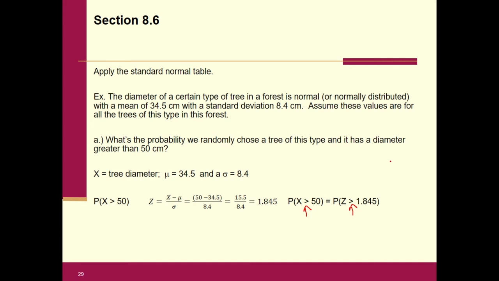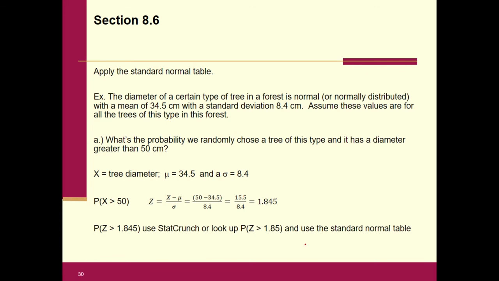And I would say go ahead and use a standard normal table and round to two decimal places properly. So remember, the standard normal table that I gave you only goes to two decimal places. And so you would have to round this properly, and you would round it up to 1.85 because this third number is five or greater. Okay. And so I would look up 1.85.